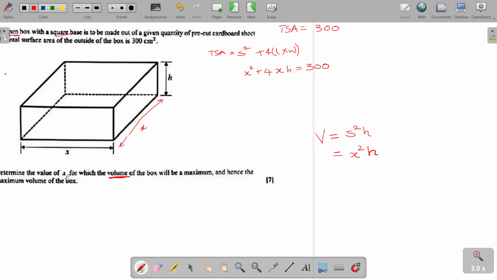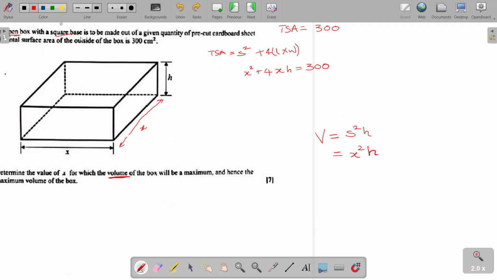But the question wants those things in terms of x. So we can make h the subject of the formula so that we substitute here and the expression for volume will all be in terms of x. From what we obtained here, we can make h the subject of the formula so that once we get this h, we will substitute it here so that our expression for volume will only be in terms of x.